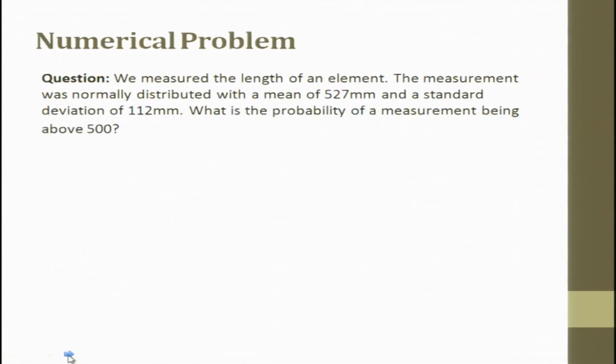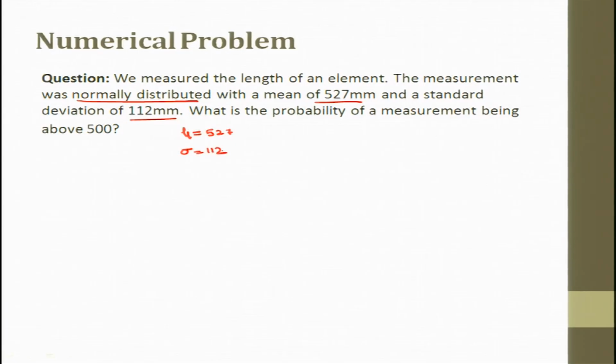Now, let us try to solve a numerical problem. The question tells that we measured the length of an element, and the measurement was normally distributed with a mean of 727 mm and a standard deviation of 112 mm. What is the probability of a measurement being above 500? Now, let us note the data: mean is equal to 527 and standard deviation is equal to 112.